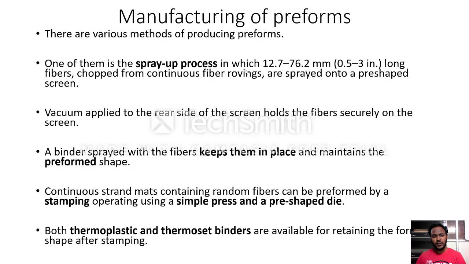So continuous strand mats containing these random fibers can be preformed by stamping, operating using a simple press and pre-shaped die. There is a stamping arrangement where you take the chopped fibers and put the resin along with it, and then if you just stamp it, a particular shape can be given. If you keep it on the mold surface and give some press to it, you will get a particular shape, so that your preform will be ready.